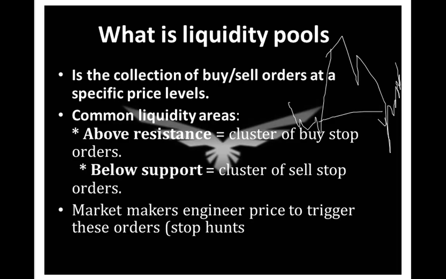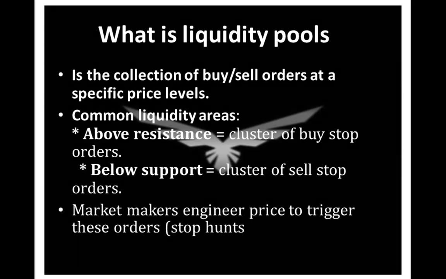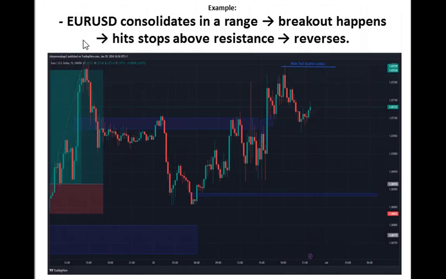So let's move on to the chart. This is EURUSD consolidating in a range. Breakouts happen, hit stops above the resistance, and reverse. So look at this: it hits stops above the resistance and reverses. Look at our buy stop here. Look at our sell stop here.